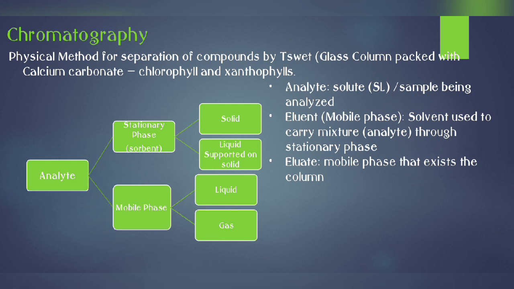One is the stationary phase, which is nothing but the adsorbent. Another one is the mobile phase. The stationary phase may be a solid or liquid. If liquid is used, it is supported on the solid. The mobile phase is liquid or gas. Some of the technical terms used in chromatography are analyte, which is nothing but the sample or solute we are going to separate. And then the eluent, which is nothing but the mobile phase solvent, which makes our solute pass through the stationary phase. And eluate is the mobile phase that exits the column.